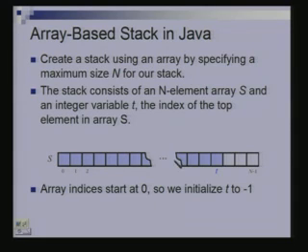This array is going to hold the elements of the stack, and I am going to have a variable t, which will tell me where the top element of that stack is. So, t gives me the index of the top element in the array S. The first element will come at location 0. When I push another element, it will come here. When I push another element, it will come here, and so on.